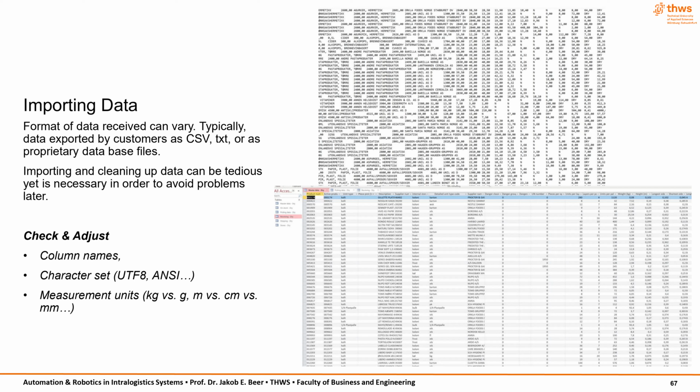Now, when we receive data from customers, it rarely arrives in a ready-to-use, clean, standardized format. Instead, the format can vary significantly. Most commonly, you'll get CSV files, tab-delimited text files, or Excel spreadsheets, sometimes exported from ERP systems, sometimes manually compiled. In some cases, you might even receive proprietary database files, depending on the customer's IT landscape and their level of technical expertise. The reality is this: every customer has their own way of managing and structuring data.